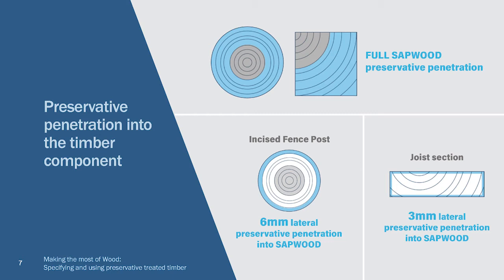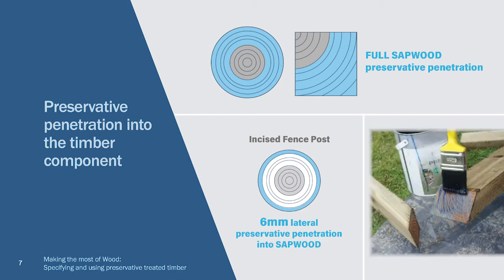As can be seen from this slide, sometimes the preservative does not penetrate right through the wood cross-section. It's therefore important to always retreat cut ends with a brush coating and never put those cut ends into the ground.